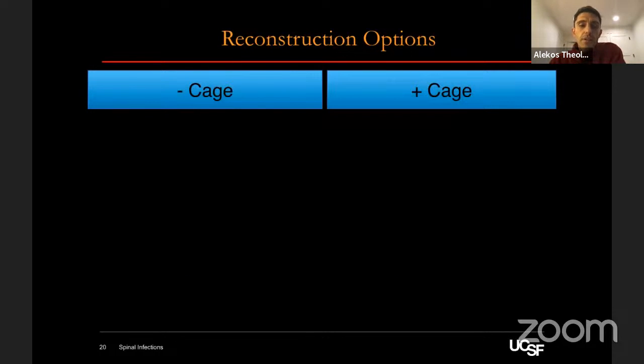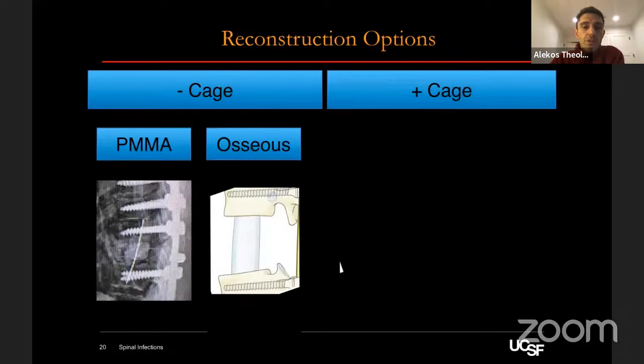Reconstructive options. So I think more traditional options are PMMA cement. Using this, I think, is quite uncommon now, but definitely a very cheap and effective way of reconstructing the anterior column. There's structural osseous grafts that are static, so a little bit harder to fill up the space, especially if you want to correct a deformity.